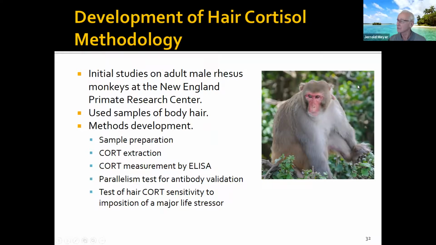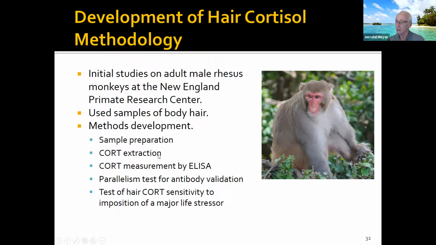This, of course, is a monkey in the wild, not at the New England Research Center, but it shows what an adult rhesus monkey looks like. And we had reason to wonder whether the monkeys that we were studying, compared to controls that we also were looking at, might be under differential stress, specifically chronic stress. We don't have time to get into where we got this idea, but we did get the idea of seeing whether we could measure cortisol in their body hair.